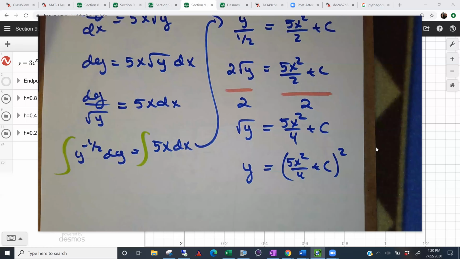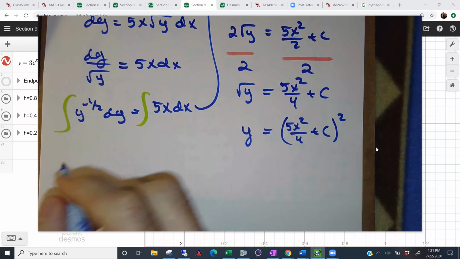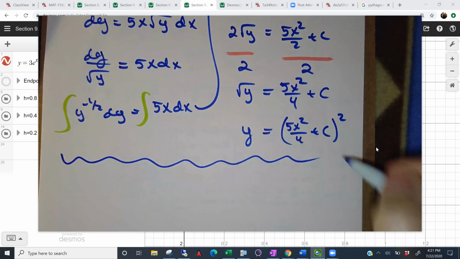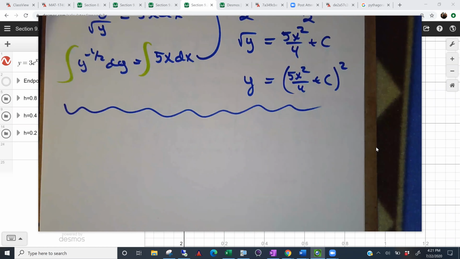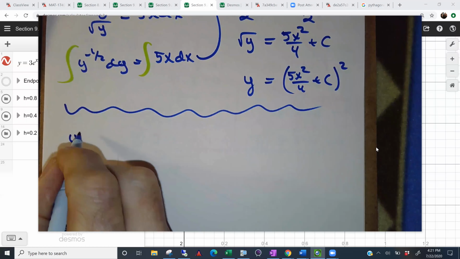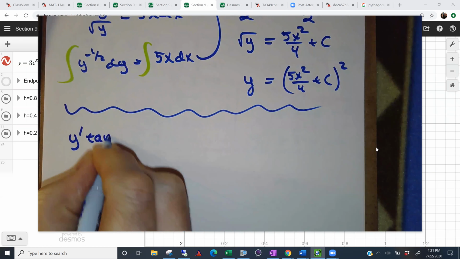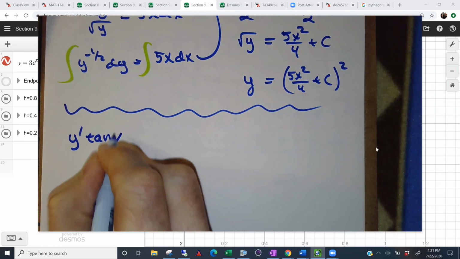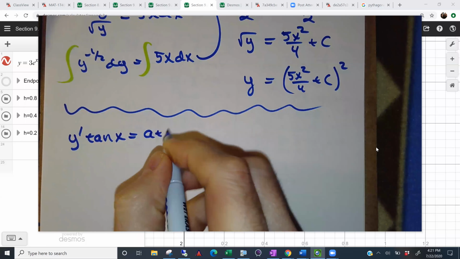Trying to find a decent one to work our way into these initial value problems with. I don't see one. Let's take a look at y prime tangent of x equals a plus y.